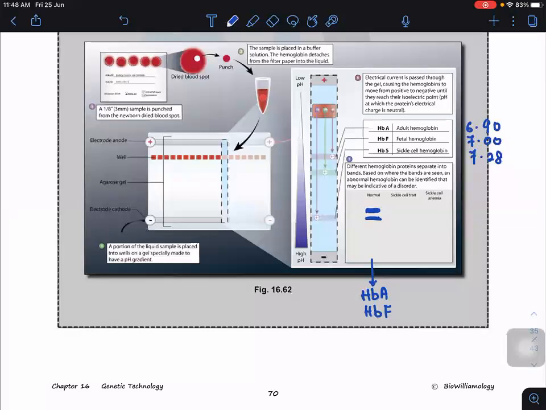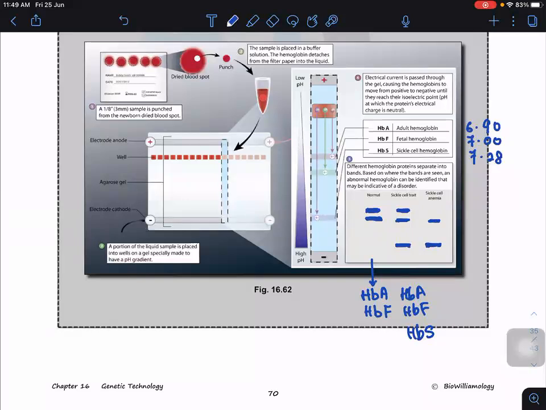I started with the normal. You can try with the sickle cell trait. Sickle cell trait basically means that they will have normal HbA, HbF, and also HbS. They are basically carriers. So 50% HbA, then 1% of HbF, and another 50% will be HbS. Sickle cell patients don't have normal HbA, but they have HbF and also HbS.